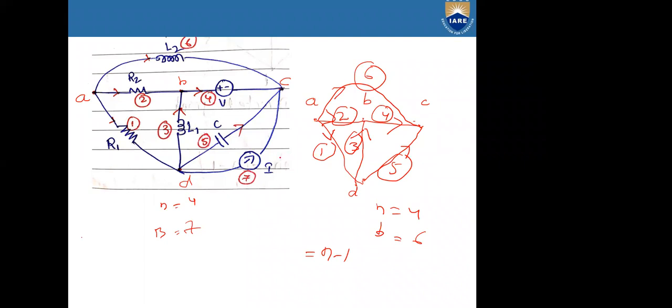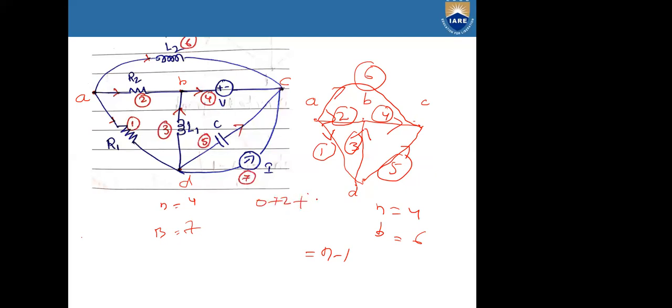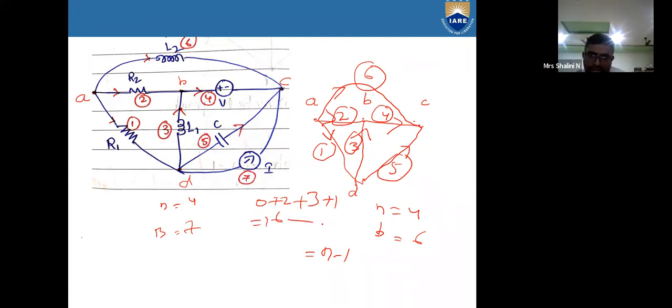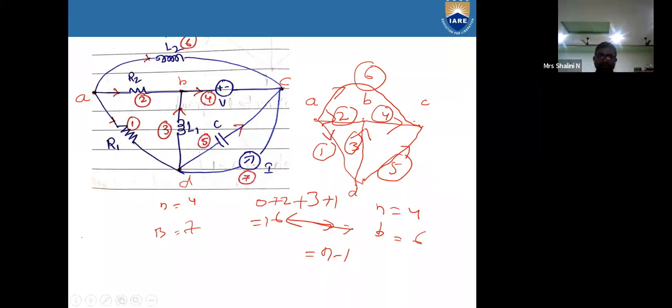For the first node, the degree will be 0. Second node, 2. For the third node, 3. For the fourth node, 1. The total will be 6, which is equal to the number of branch elements. Up to here, all of you have completed. Up to here we have to complete it.